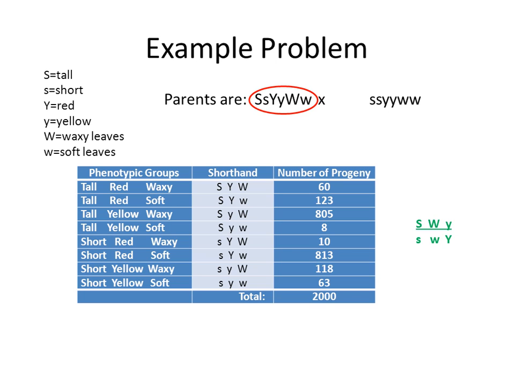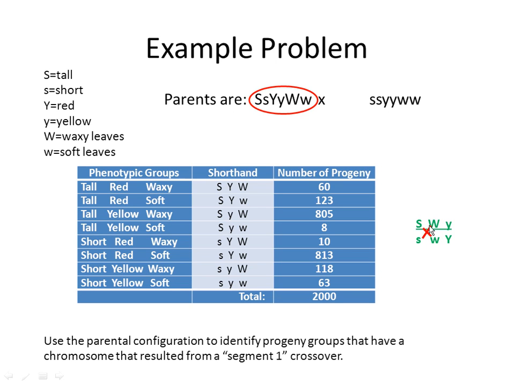Remember that recombination frequency can be used as a measure of genetic distance. So if we can figure out how many of these offspring got a chromosome that had a crossover in segment 1, then we can figure out our genetic distance for segment 1. So you're imagining a crossover in segment 1 during meiosis. So use your parental configuration to identify any progeny groups that might have a chromosome that would result from a segment 1 crossover. And you'll be looking then for anything with a big S and a little w, or a little s and a big W. Those will all be included in our calculation.